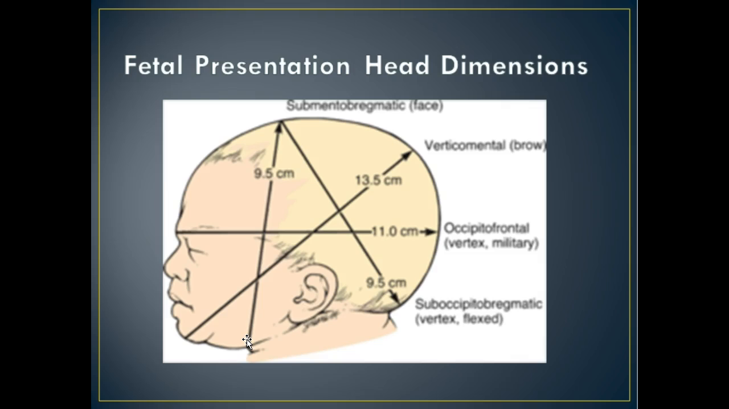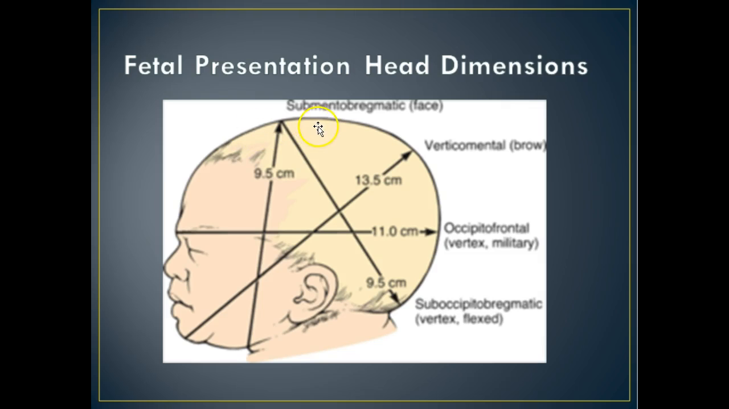Ultimately, we want baby's head to be well flexed, right? So that's why this suboccipitobregmatic, so suboccipito, this region, to the bregma, that's our most ideal position, because that means that baby's head is really well flexed, and then this here is what you're seeing emerge. Okay, and that comes to about 9.5 centimeters. Now you'll notice that the submentobregmatic here is also 9.5 centimeters, and that would be a face presentation. So this is what you would see emerge. And that's also 9.5 centimeters.